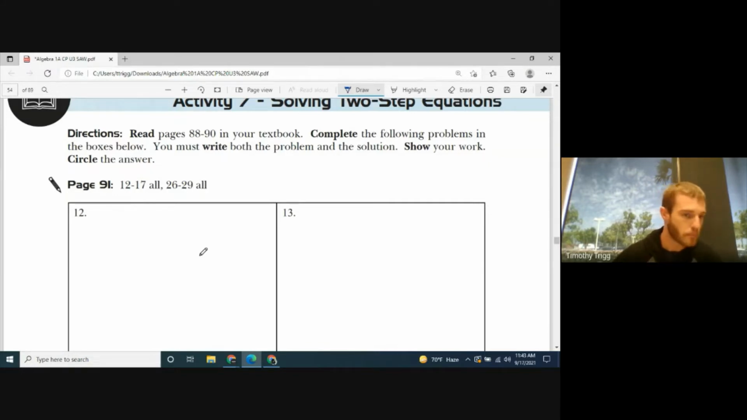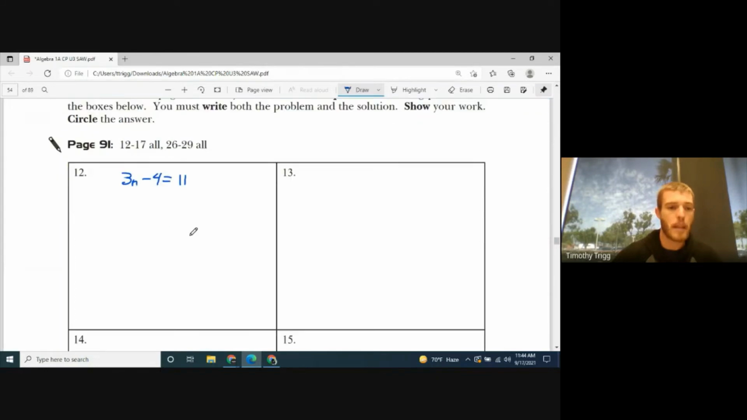Okay, let's work on these ones here. And again, on page 91, starting with number 12 here. Again, if you did the guided practice and it all made sense, then hopefully a lot of these problems aren't going to be too hard. But I'm going to show you how to do it regardless. So what I want here is to get n by itself. So what we're going to do is add 4 to both sides of the equation.